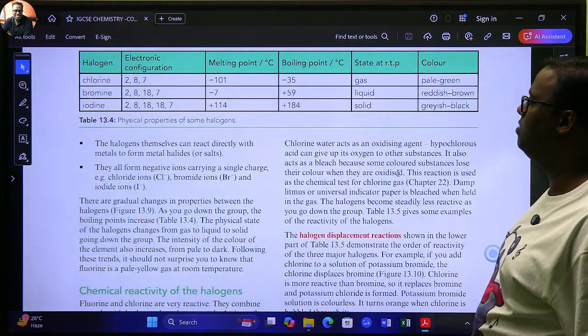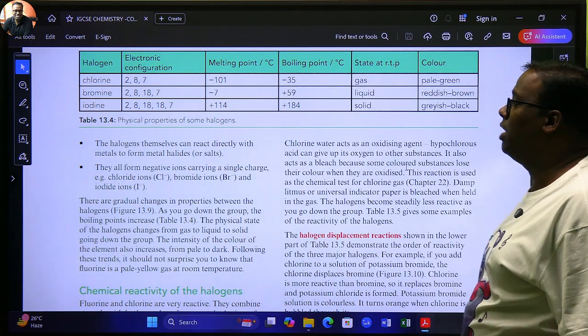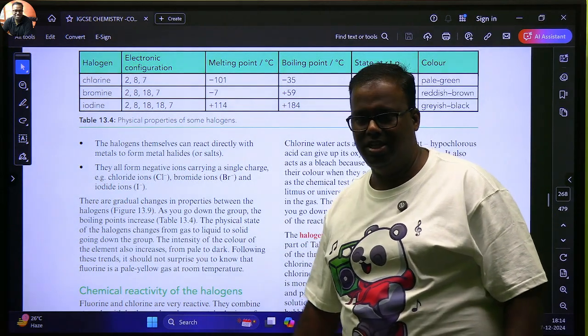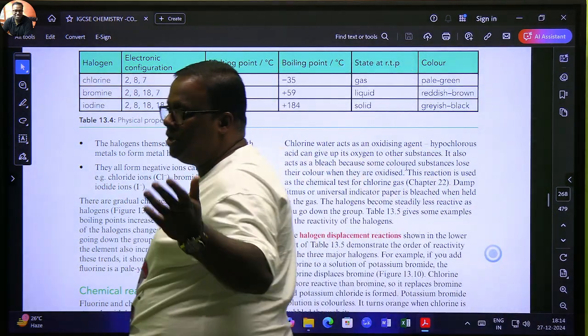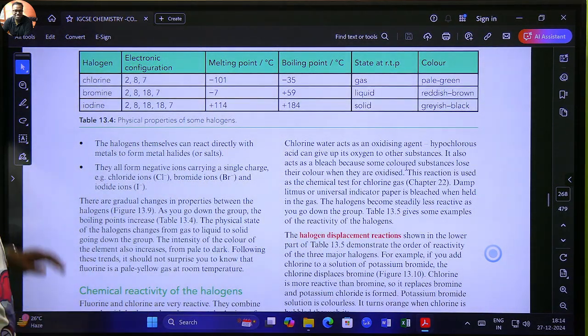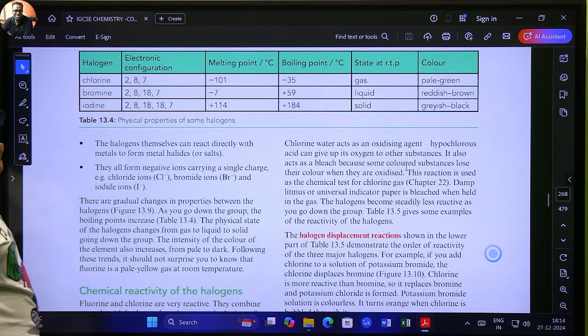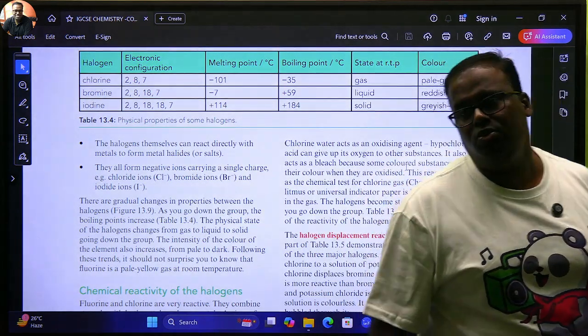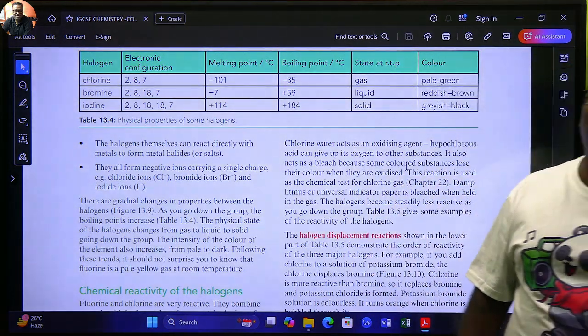Now the halogens themselves can react directly with metals to form metal halides. So you can write a reaction here. Write down in bullet points: metal plus halogen will always form metal halide. And you can put one example. Sodium plus Cl2 will form NaCl. Balance the equation: 2Na plus Cl2 gives you 2NaCl. Chlorine you don't get as a single atom; chlorine will be available as a diatomic molecule.